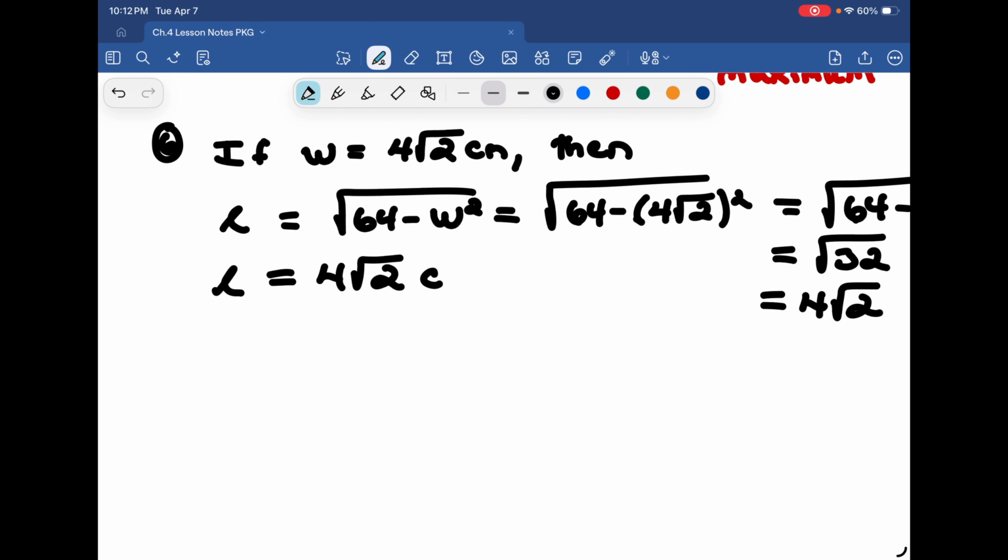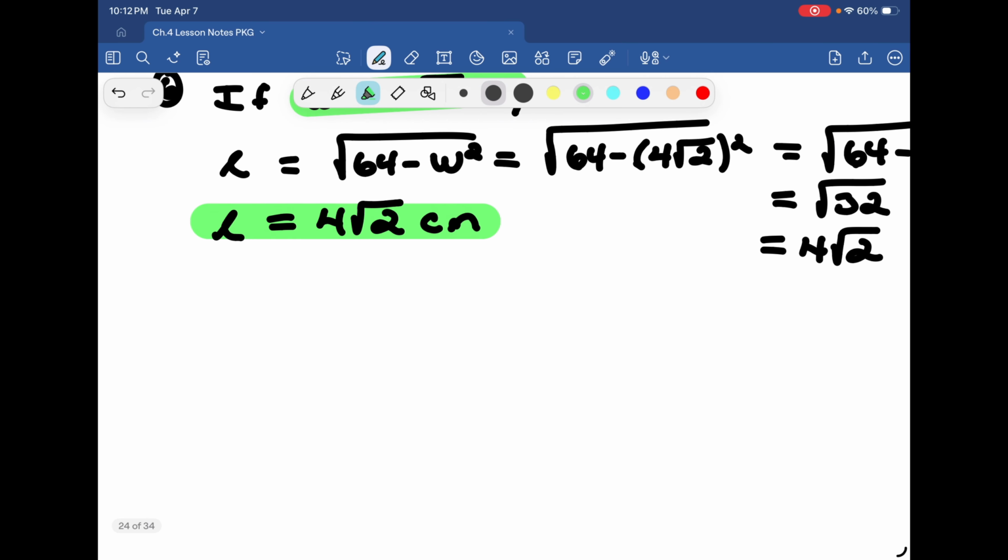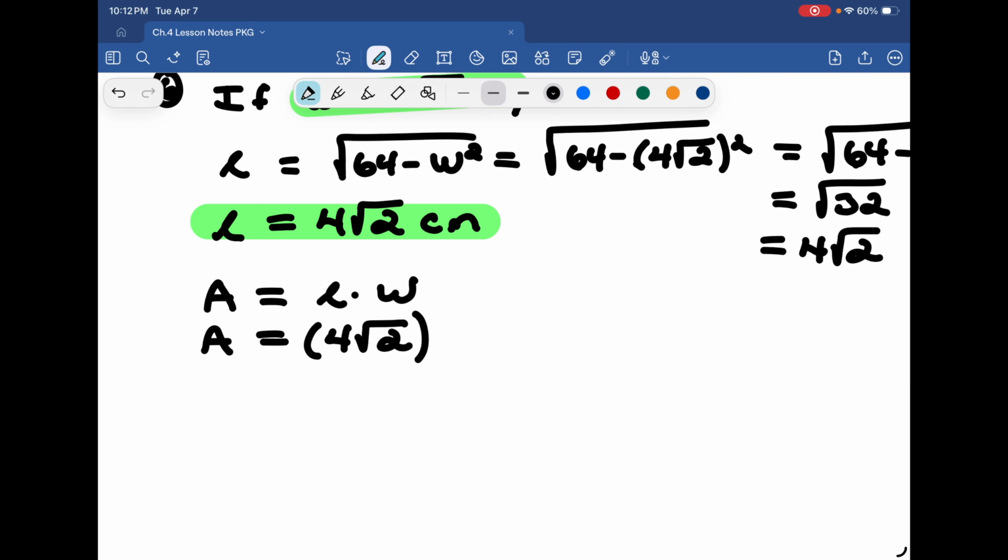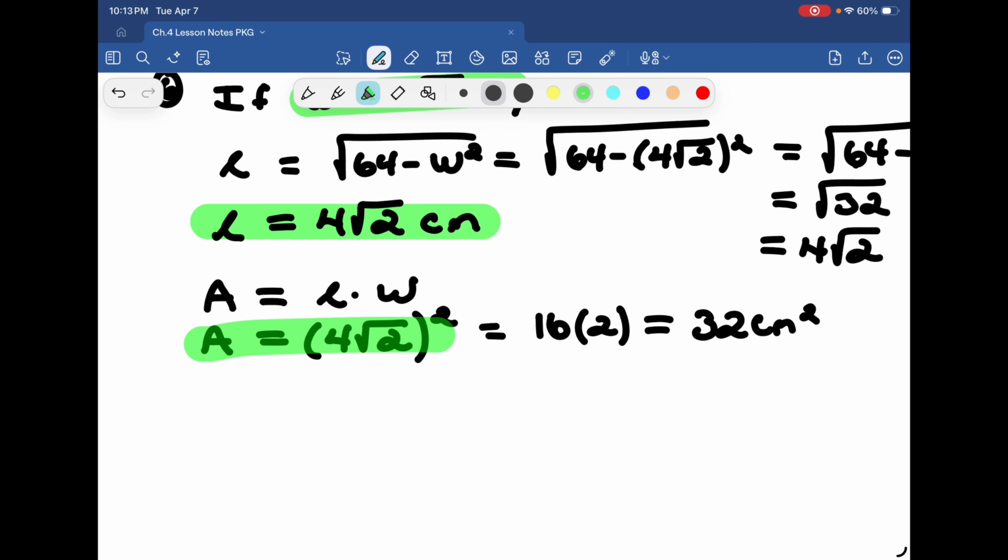Oh my goodness, these lesson notes are full of lengths and widths that are the same. So our width is here, our length is here, and now we can figure out the area and then just summarize it. Area equals length times width. Area is therefore equal to this 4 root 2, but instead of writing it out twice, I'm just going to square it. So therefore it becomes 16 times 2, which is equal to 32 centimeters squared. Perfect. I'm going to highlight this.